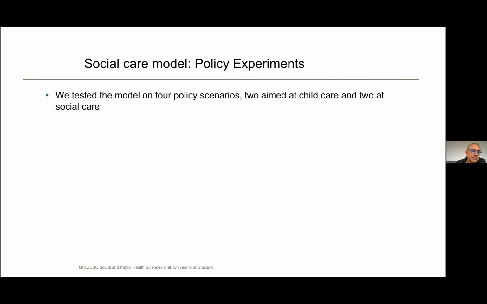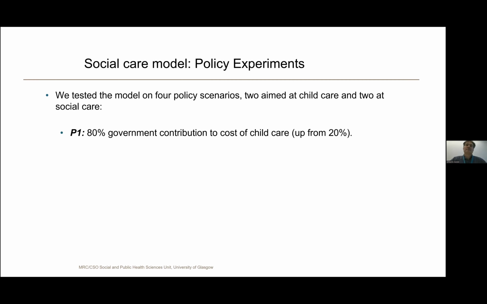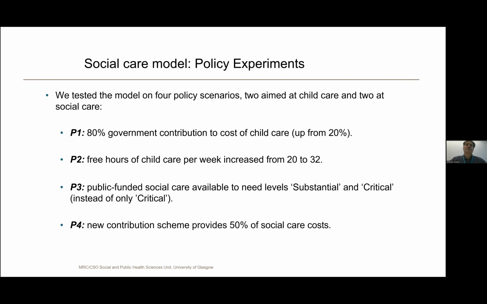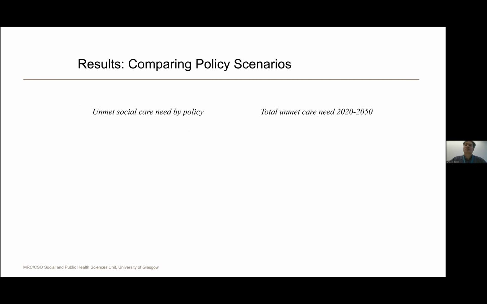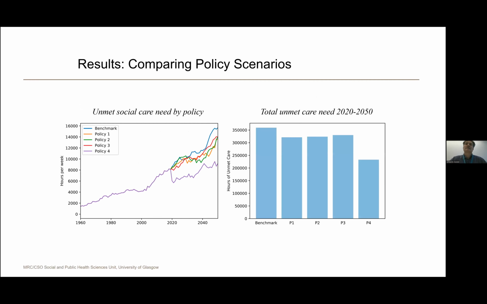So we ran simulations to see the effect of 4 policies: 80% government contribution to the cost of childcare, up from 20%; 3 hours of childcare per week increased from 20 to 32; policy 3, publicly funded social care available for a lower level of care need; and a new contribution scheme providing 50% of social care costs. And we can see the effects of these 4 policies.